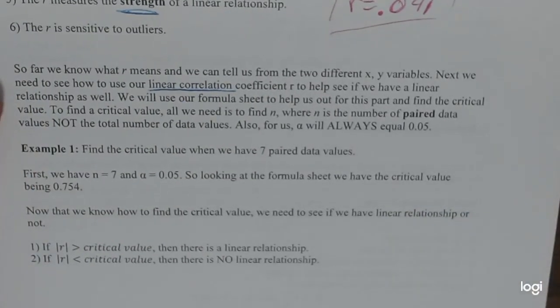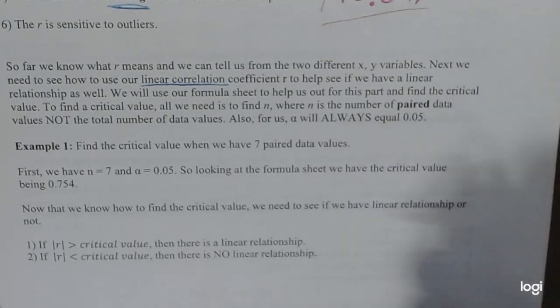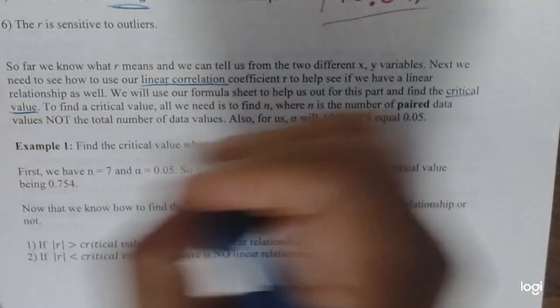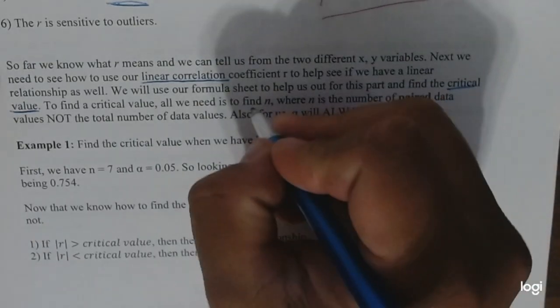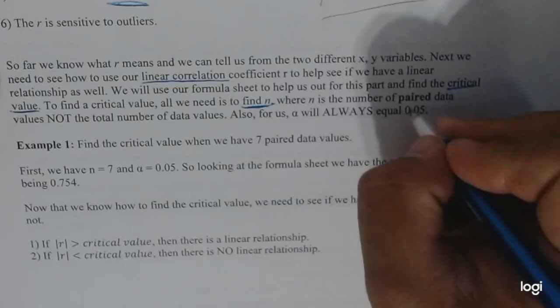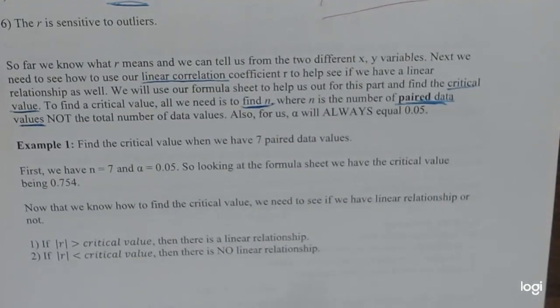Okay, so to do this is actually one of the easiest ways. We're going to use our formula sheet to help us out. So go ahead and take your formula sheets out, and we're going to find something called the critical value. There are a lot of critical values in stats. To find the critical value, all we need to do is find n. That's it. There's only one number we care about. And n is the number of paired data values we have. Not the entire set, but the paired. We'll talk about that in a little bit as well.